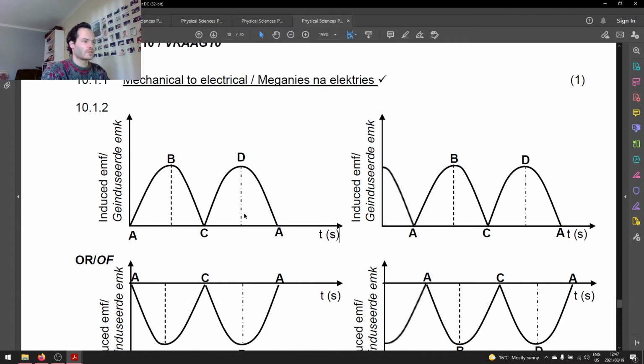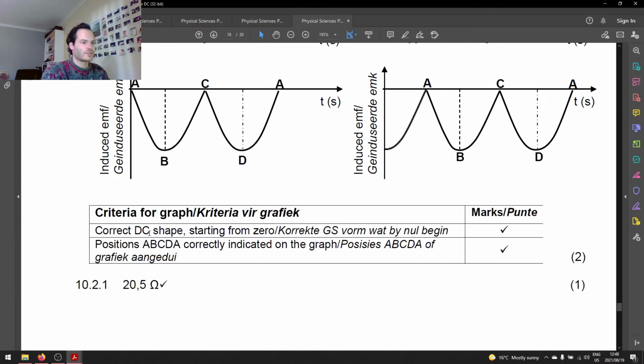Make sure that your axes are labeled. You can see here the marks are for the correct DC shape starting from 0, and then positions A, B, C, D, and A correctly indicated on the graph.